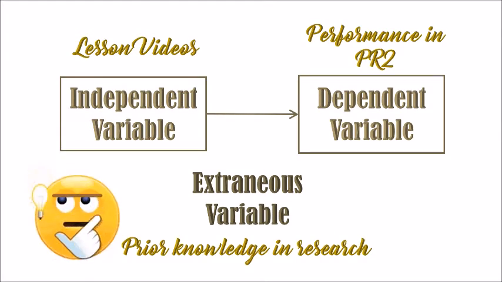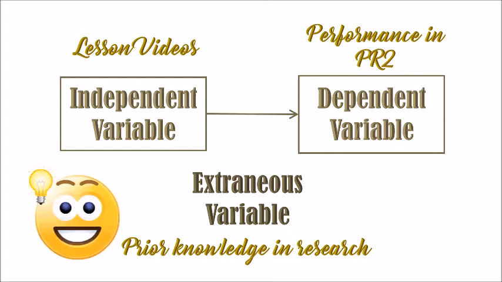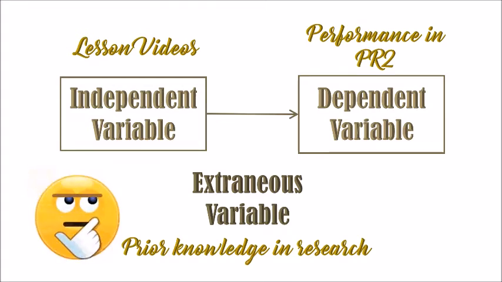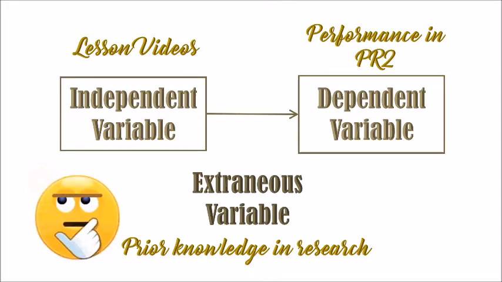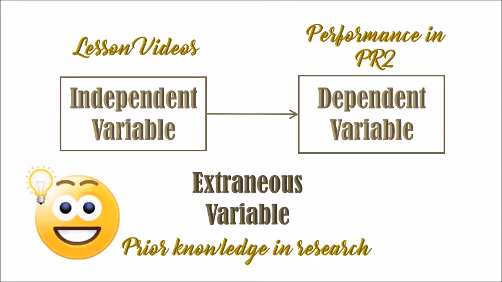Let's say we want to know if the lesson videos increase students' understanding in Practical Research 2. The independent variable is the lesson videos, while the dependent variable is the students' performance in Practical Research 2. Extraneous variables could be the students' prior knowledge in research.